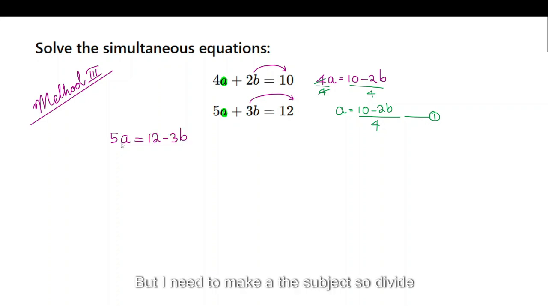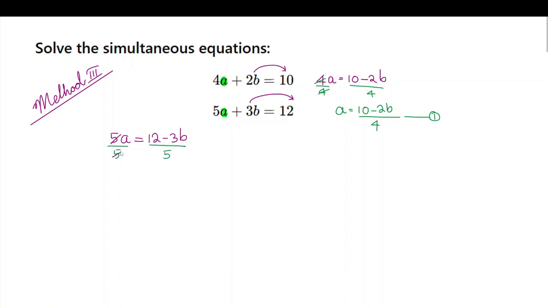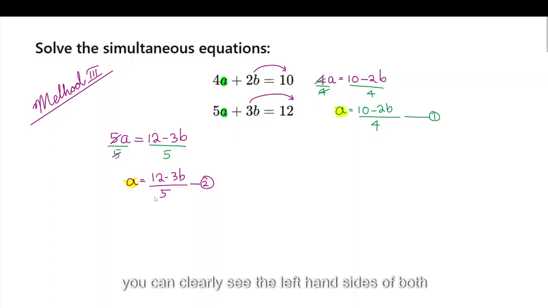But I need to make A the subject. So divide both sides by 5. So I can clearly see the 5's get cancelled out. So I have A is equal to 12 take away 3B over 5. This is my equation 2. Equation 1 is A is equal to that. Equation 2 is A is equal to this. Now, you can clearly see the left-hand sides of both 1 and 2 are the same. The right-hand sides should also be the same. So let's do this one.